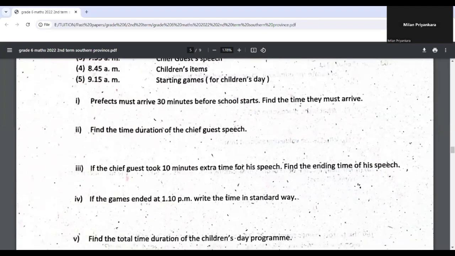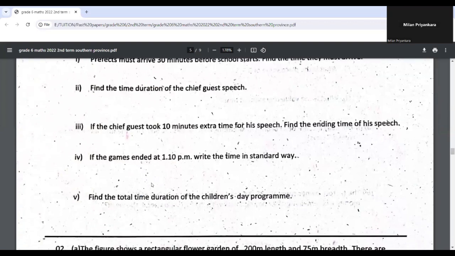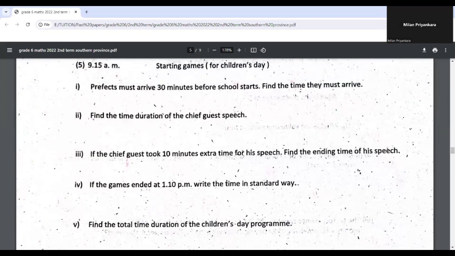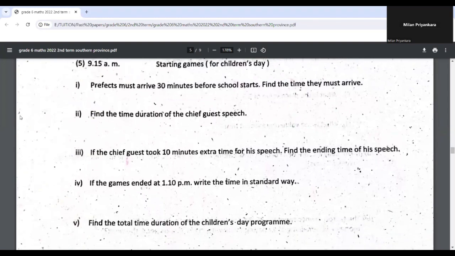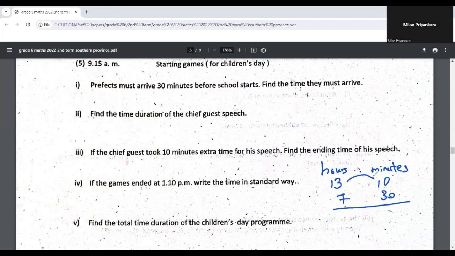And if the games end, find the total time duration of the Children's Day program. It is going to end at 1:10 p.m. and it is supposed to start at 7:30 a.m. So 1 minus 7 is not possible. You need to take this in the standard form, so you write hours and minutes. In hours, you get 13:10, and the starting time is 7:30. Here also, obviously, 10 minus 30 is not possible.